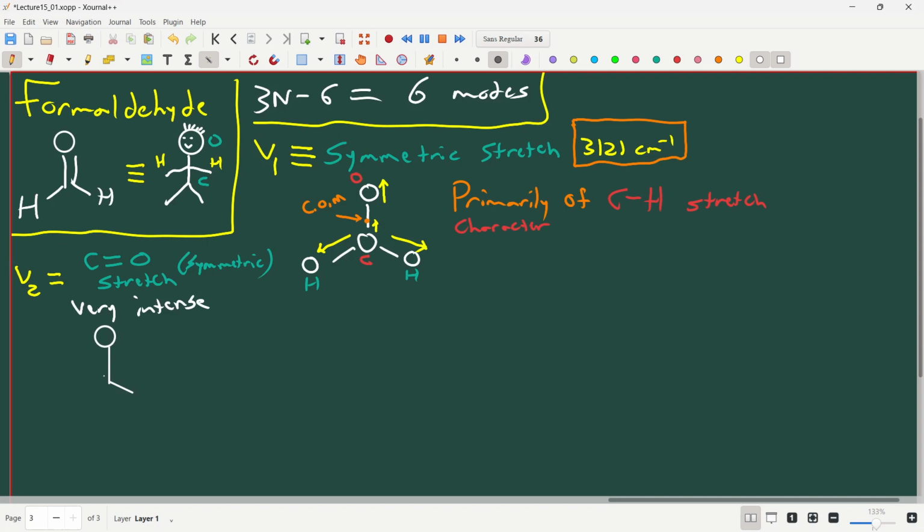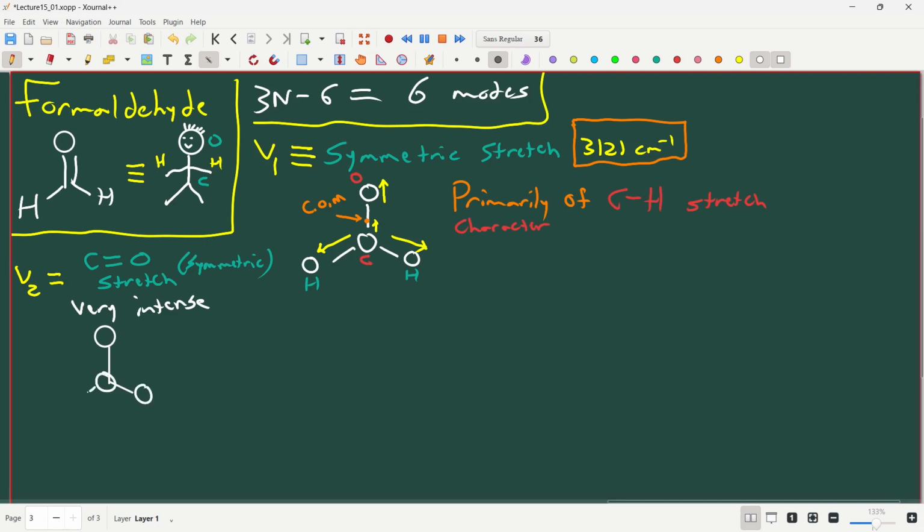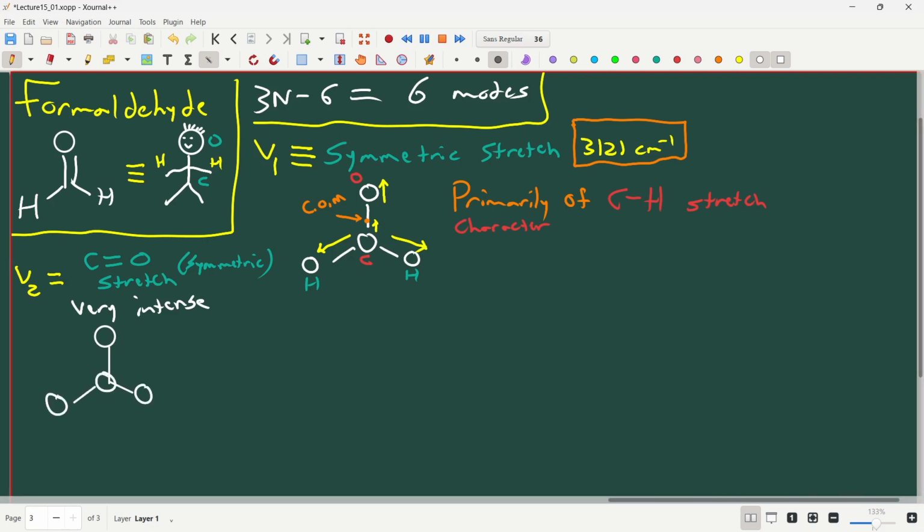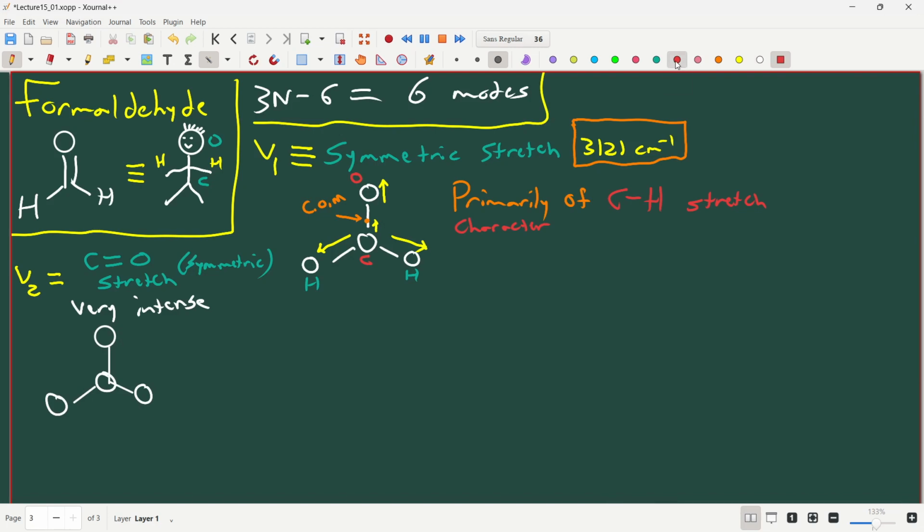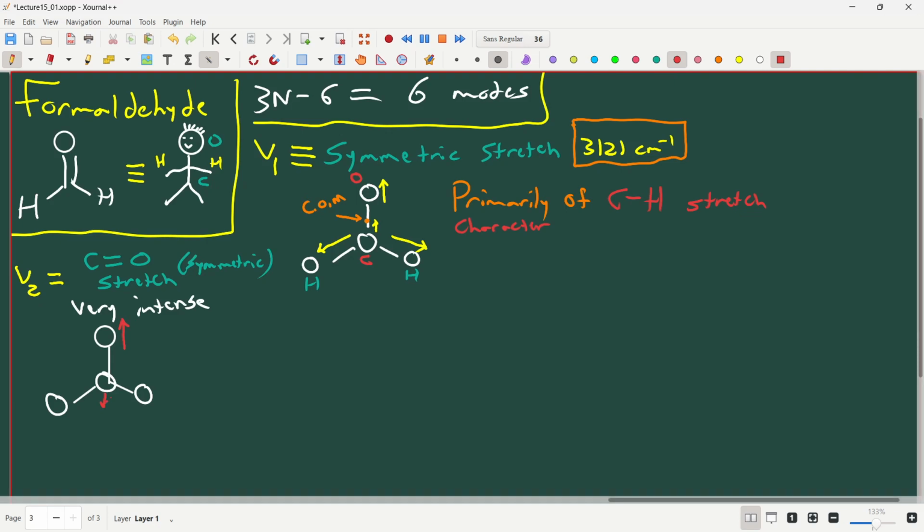Again, I'm just going to use my ball and stick representation. All right, the CO, of course, this is symmetric, so the O stretches away. The carbon has to compensate by stretching a little bit downwards. And actually, the hydrogens bend slightly inwards or outwards.